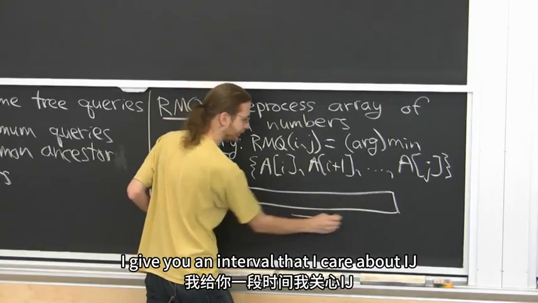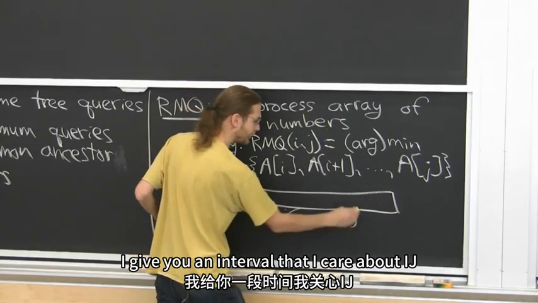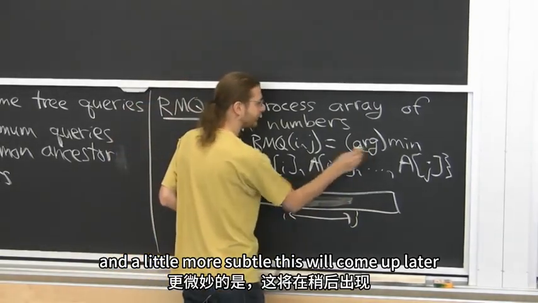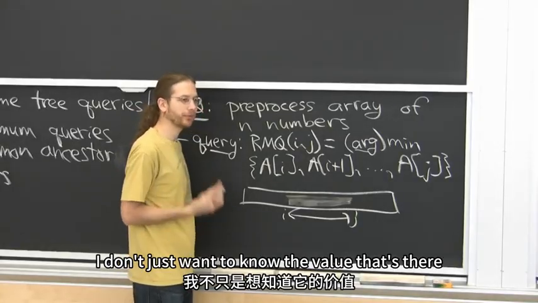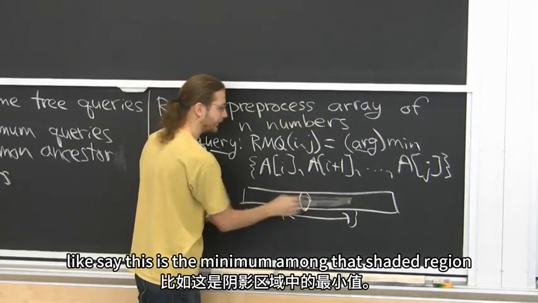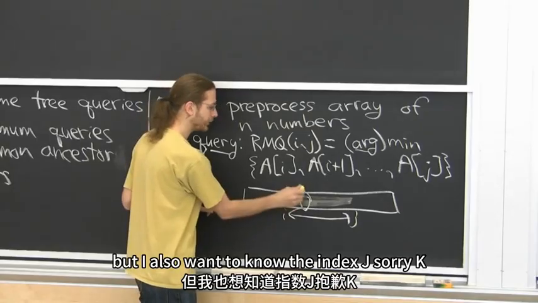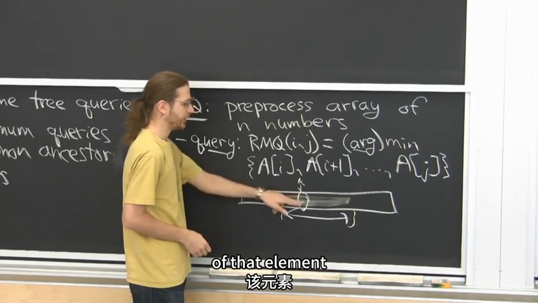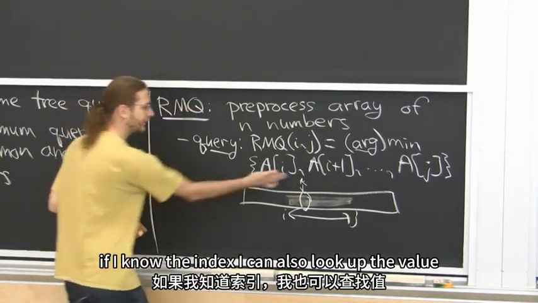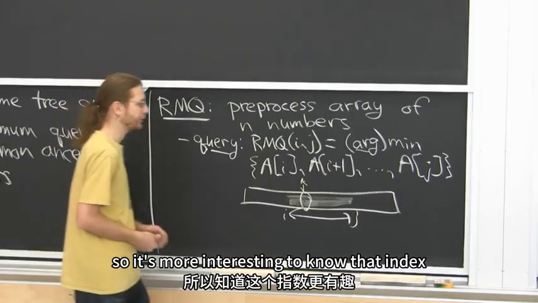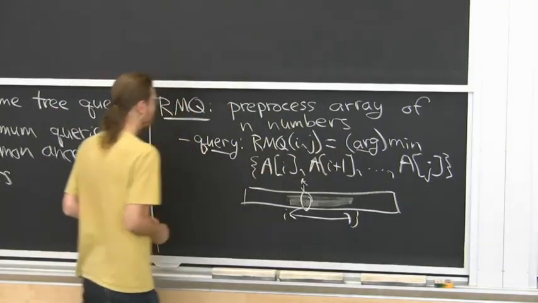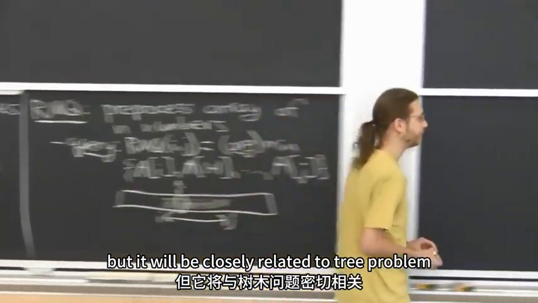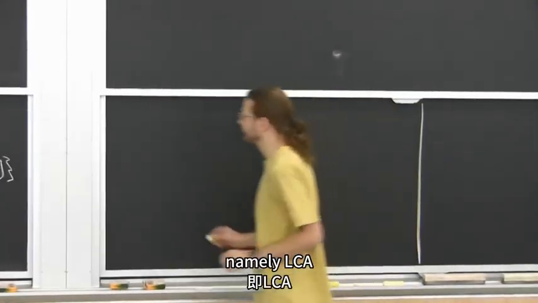I give you an interval that I care about, i, j. I want to know in this range what's the smallest value. And a little more subtle, this will come up later, I don't just want to know the value that's there, like say this is the minimum among that shaded region, but I also want to know the index k between i and j of that element. Of course, if I know the index, I can also look up the value. So it's more interesting to know that index. Okay, this is a non-tree problem, but it will be closely related to a tree problem, namely LCA.